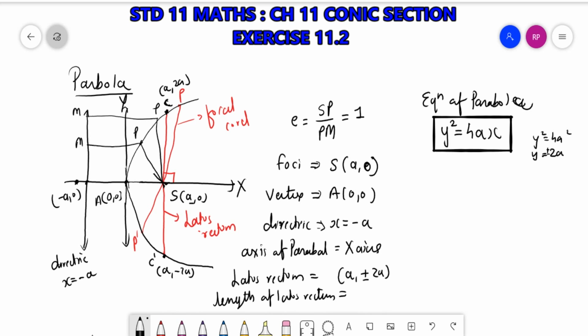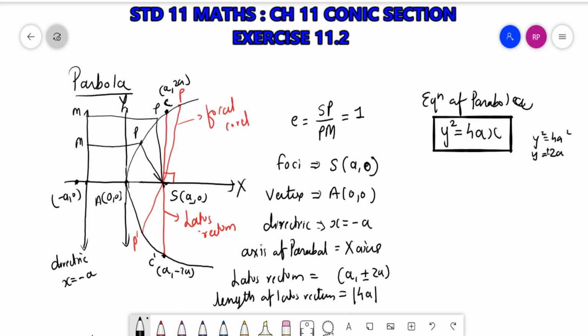And the length of the latus rectum. See, from the center point to this point, the y coordinate is 2a, and below it is also 2a. So 2a plus 2a is 4a. So I will write it down as modulus of 4a, because distance cannot be negative. So the length of the latus rectum will be equal to 4a. These are the characteristics of parabola. So just note it down.